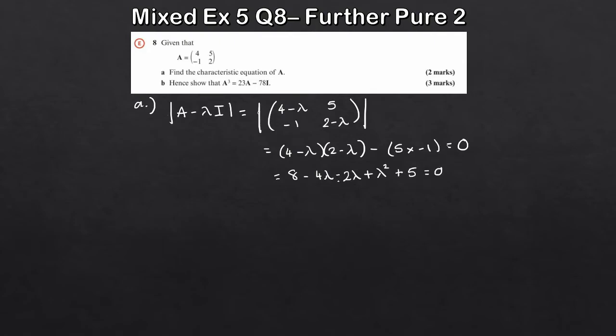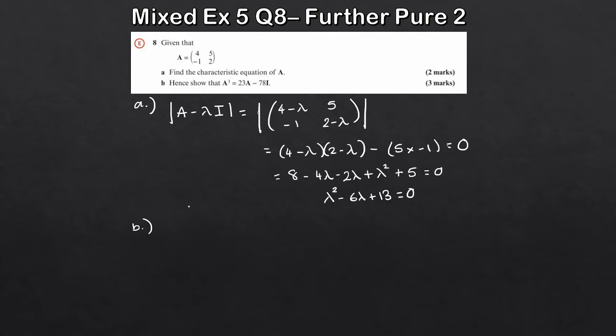So we need to just simplify here, and we've got our characteristic equation. So lambda squared, minus 4 lambda minus 2 lambda, so that would be minus 6 lambda. Positive 8 plus 5, that would be 13 there. Okay, and that's all equal to 0. So that's our characteristic equation. Now we need to use this characteristic equation to show that A cubed is equal to 23A minus 78I.